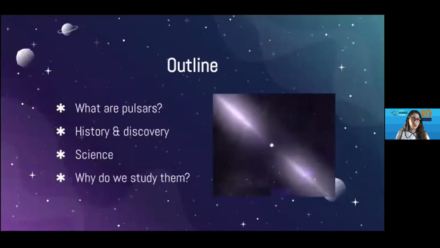So first, we'll briefly go over what pulsars actually are, and then we'll talk about some of their history and their discovery in the 1960s. And then we'll go into some of the building blocks of pulsars and what science makes them possible. And then we'll cover some applications of pulsars and why we study them and why they're still important in astronomy today.